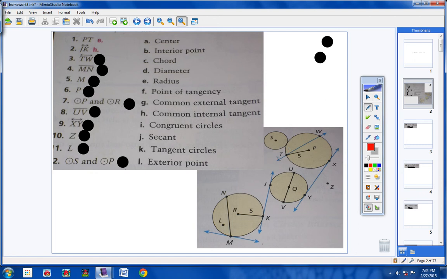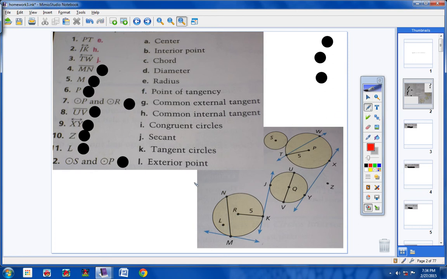Alright, number 3 is line TW. Line TW, here it is right here. There's line TW, okay? Well, that's a line that intersects the circle in two places. We call that a secant, okay? A secant line or a secant. So that's going to be letter J. Letter J.